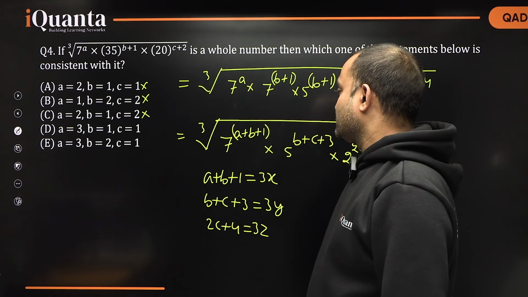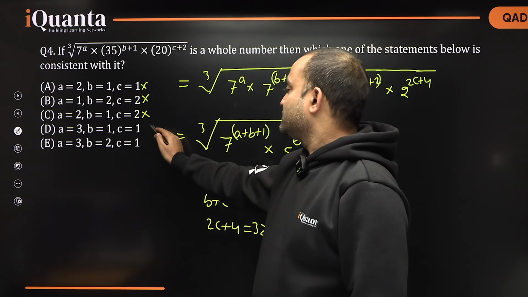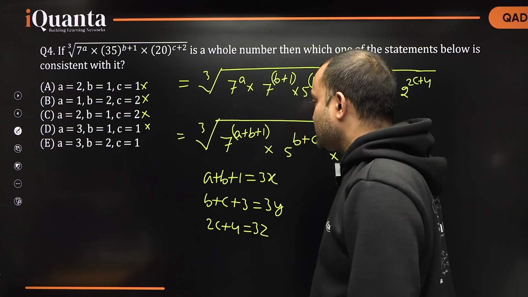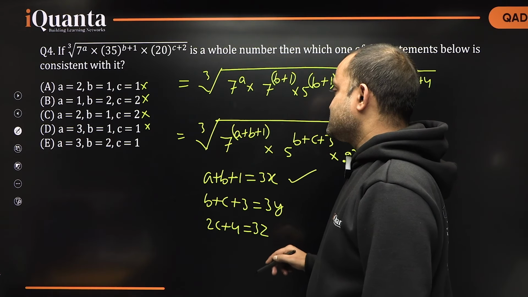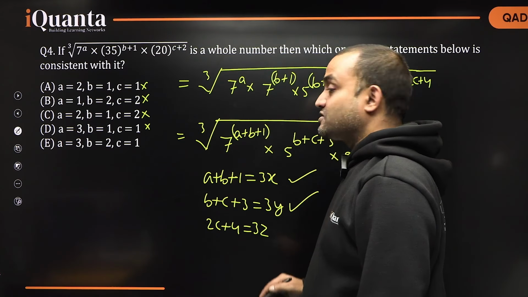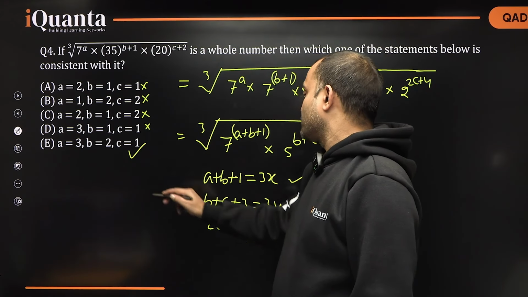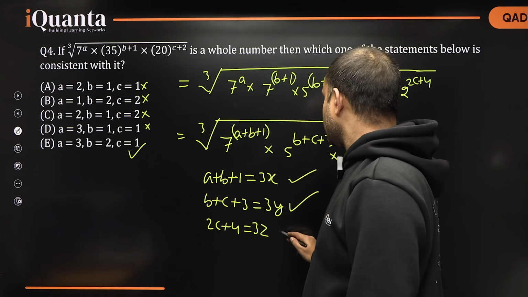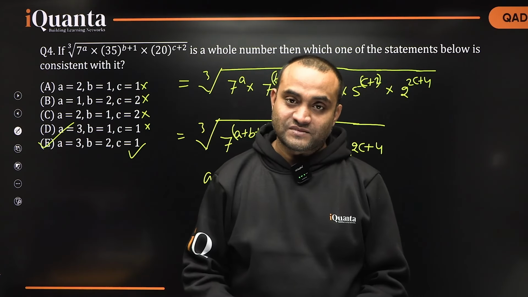a3, b1, so 4 plus 1, 5, not a multiple of 3. Let's check option E: 3 plus 1, 3 plus 2 plus 1, correct. b plus c plus 3, so 2 plus 1 plus 3, that is also correct, 6. Then 2c plus 4, so 2 plus 4 is 6, that is also correct. So option E satisfies all the given conditions, and that will be our answer.